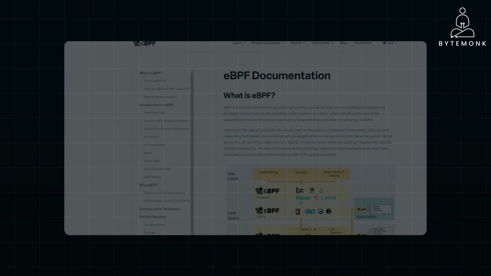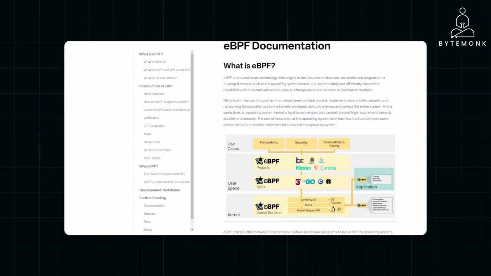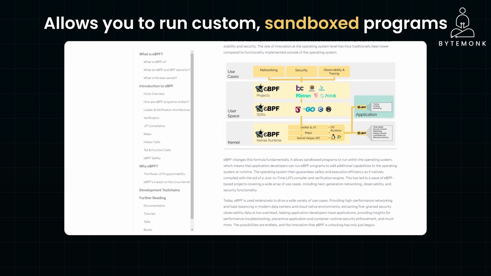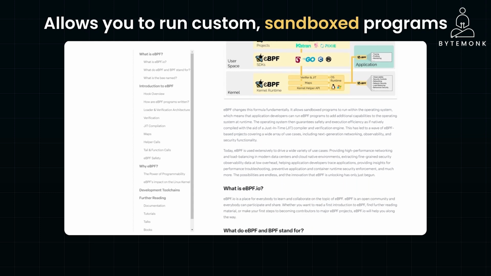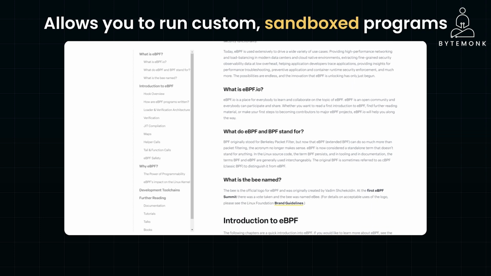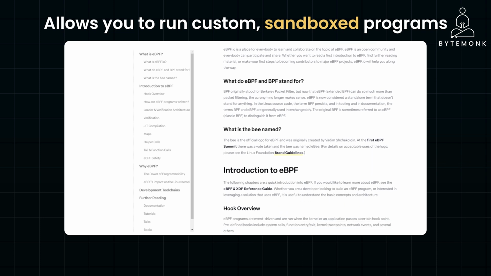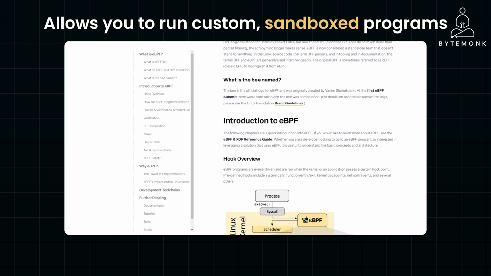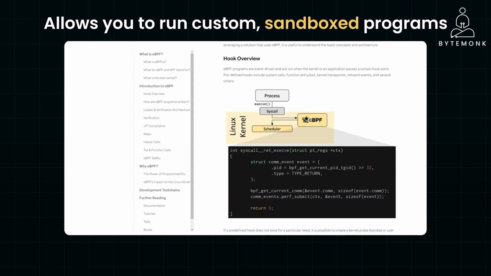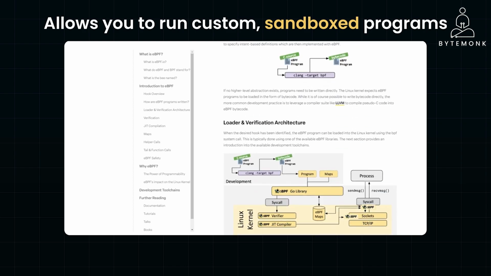Microsoft is also actively developing eBPF for Windows. eBPF is a powerful toolkit that allows you to run custom sandboxed programs within the operating system's kernel, which means that application developers can run eBPF programs to add additional capabilities to the OS at runtime. And so, it has the potential to offer a more secure and flexible alternative to traditional kernel drivers in the future. But more on eBPF in a future video.